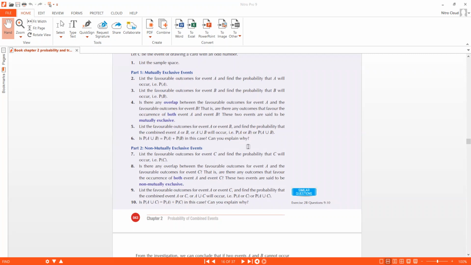Any confusion? So if there is something overlapping in between the two events, it is a mutually exclusive event. But if there is nothing common in between the two events, that would be non-mutually exclusive events.